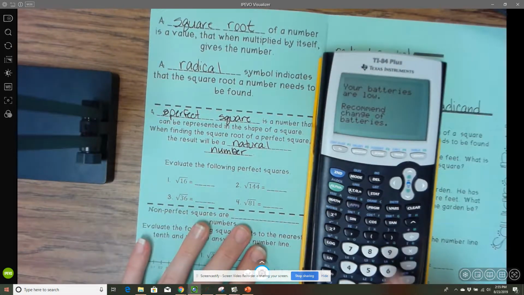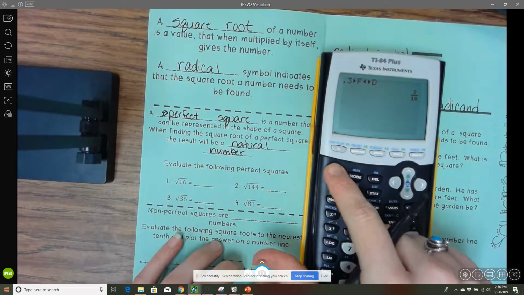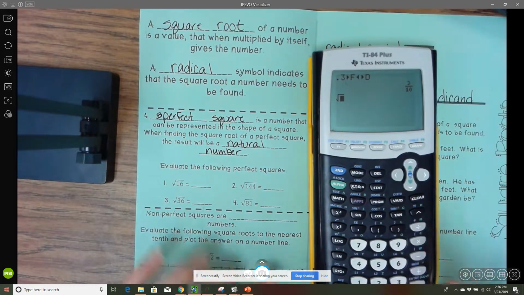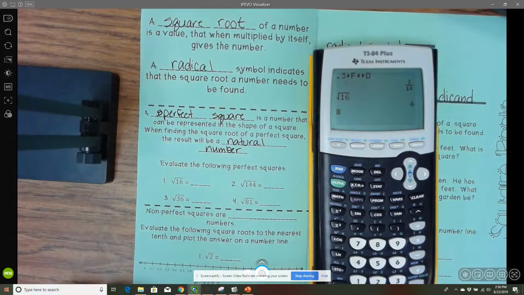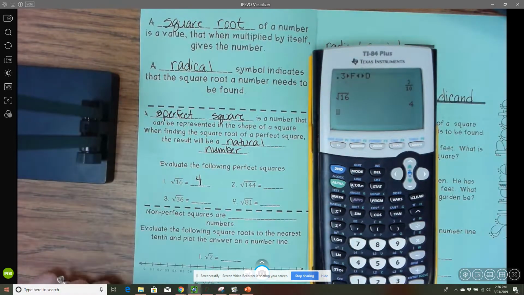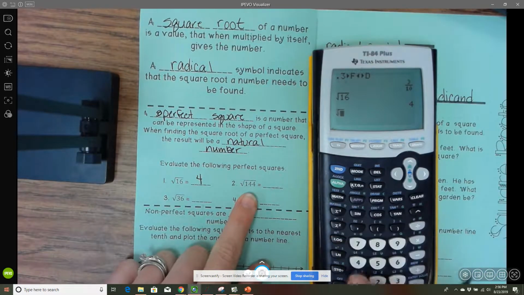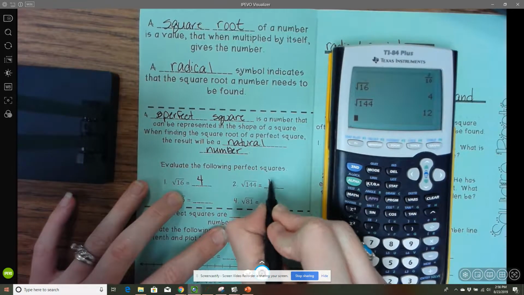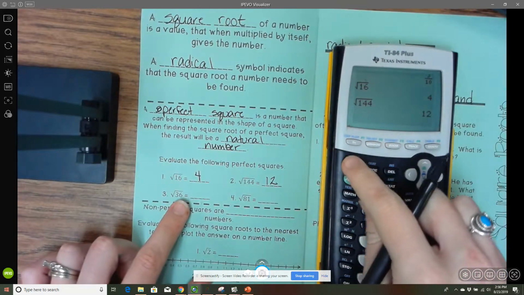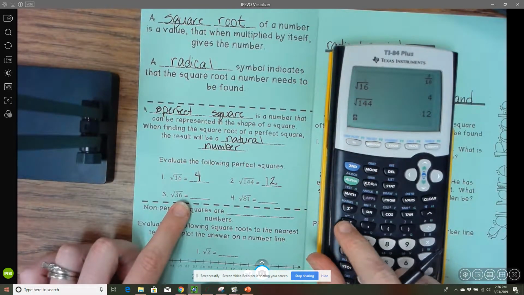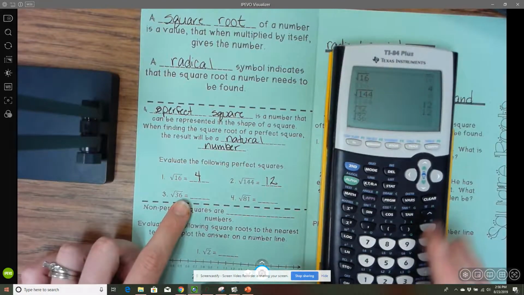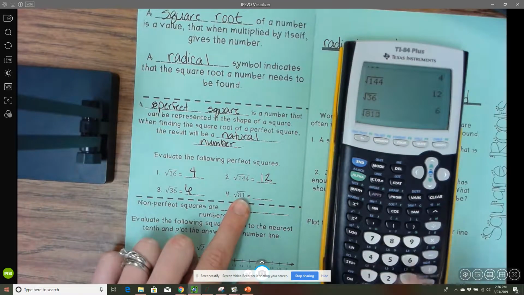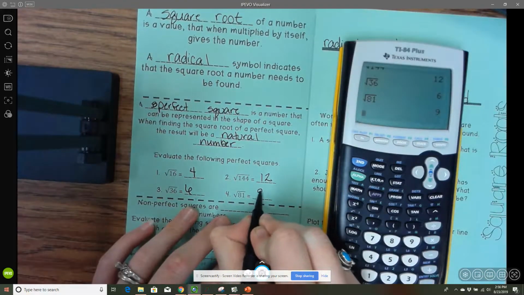In your calculator, to do a square root, you're going to hit second and then this x squared button, and that will make the radical symbol for you. Then you just type your number in, and we see that the square root of 16 is 4. The square root of 144 gives us 12. The square root of 36 gives us 6. And finally, the square root of 81 gives us 9.